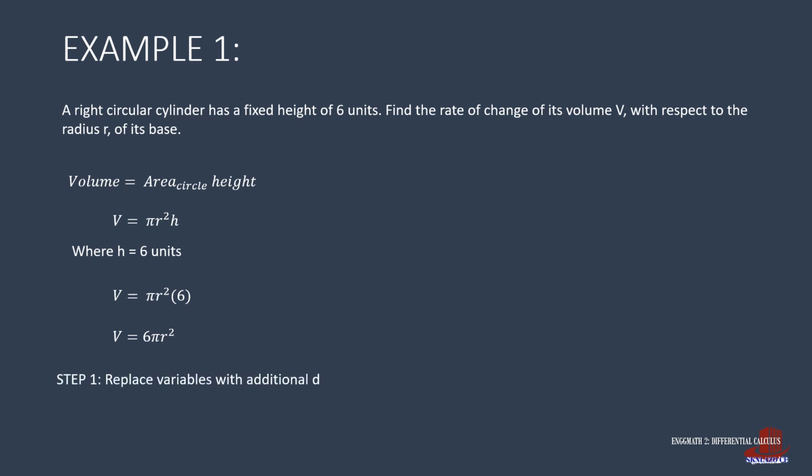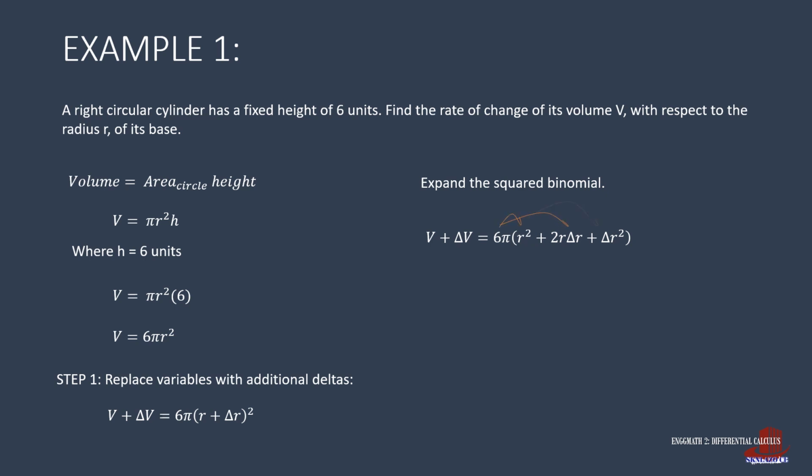So start with step 1, which is replacing variables with the additional deltas, making the equation V plus delta V is equal to 6 pi times the square of r plus delta r. Now expand the squared binomial to have V plus delta V is equal to 6 pi times the quantity r squared plus 2r delta r plus delta r squared. Then remove the parentheses by distributing 6 pi.